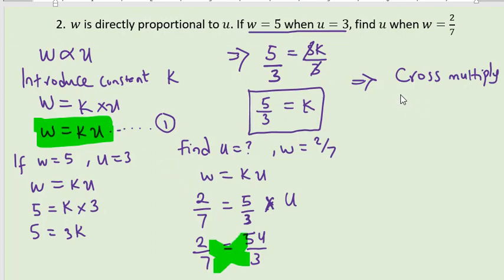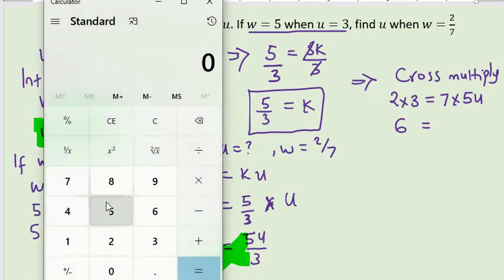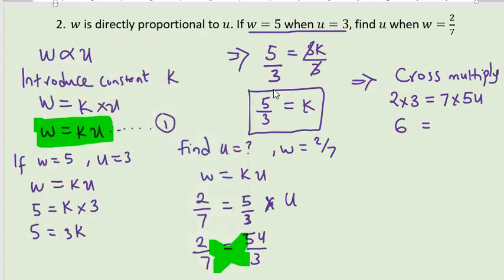From this point you can say that 2 multiplied by 3 is equal to 7 multiplied by 5, and then we'll have U, right? 2 multiplied by 3 is 6, is equal to 7 times 5, which should be 35, right? But we'll have an on-screen calculator that can actually help us out. Just a moment. Okay, our calculator is ready. So 7 multiplied by 5, 35. Okay, so 35U.